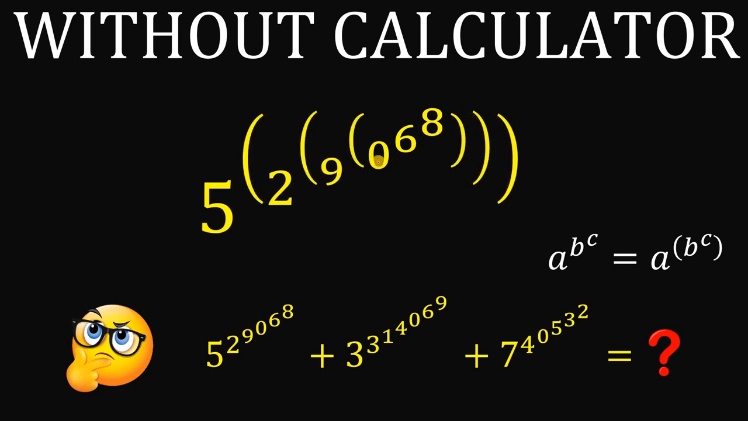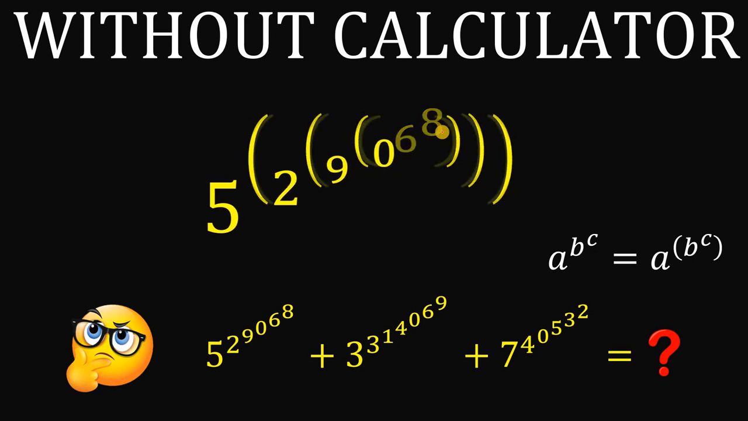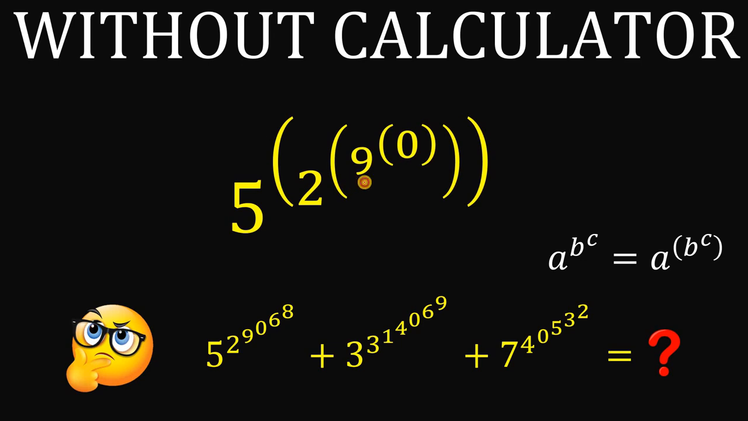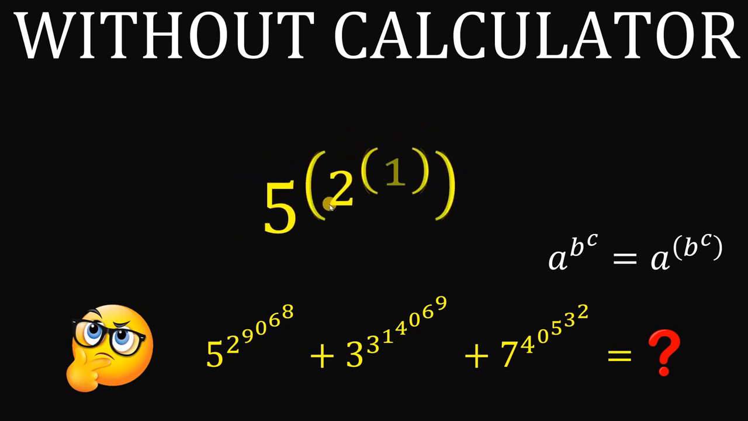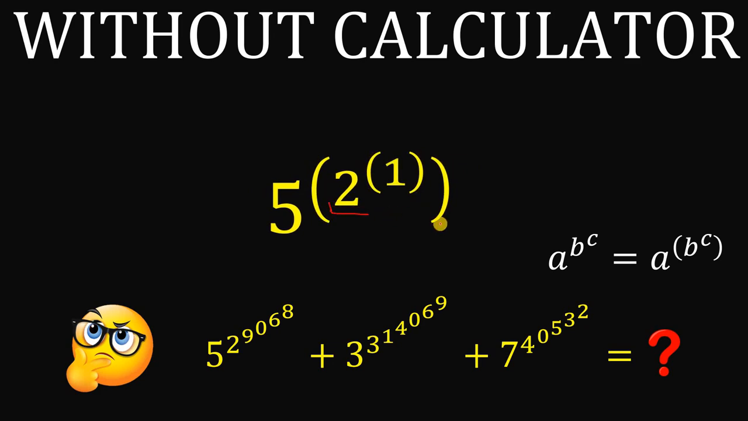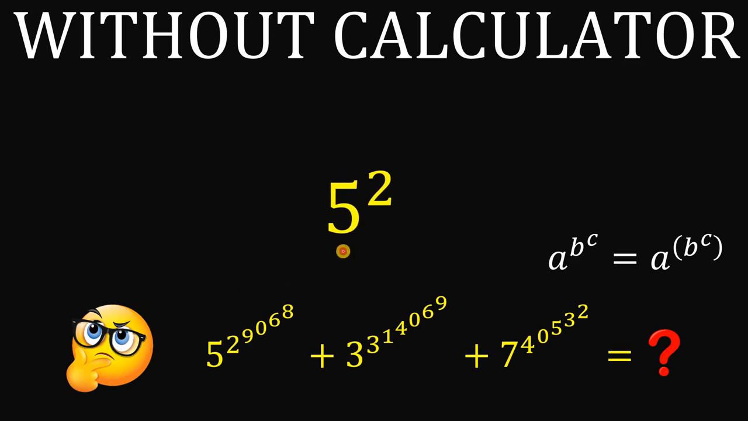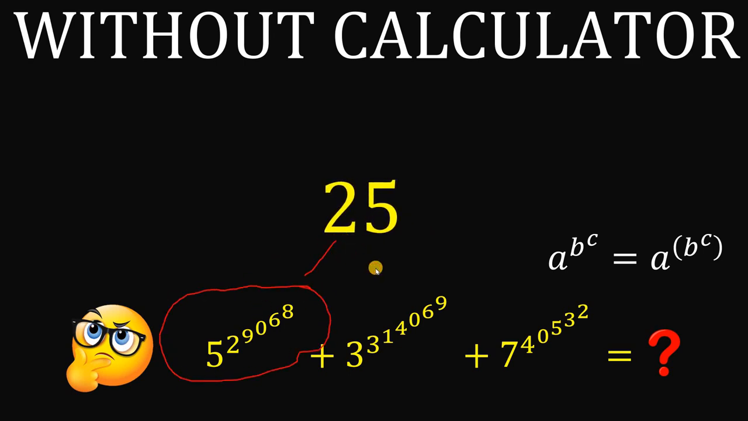Now from here, we can easily evaluate this because 0 raised to the power of 6 raised to 8 is just 0. And we all know that 9 raised to the power of 0 is just 1. Now, 2 raised to the power of 1 is just 2. So our expression right over here must be equal to just 5 raised to 2, or simply 25. So we can replace this with 25.